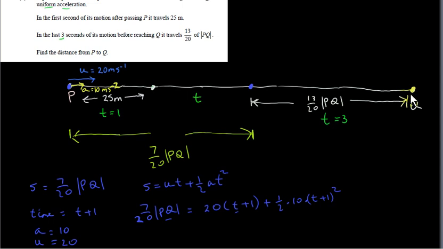That's PQ, and the time taken for that is going to be 1 plus t plus 3. So you see we can get a second equation in 2 unknowns, and we can solve between them to find out what t is. Anyway, let's first simplify this thing here.